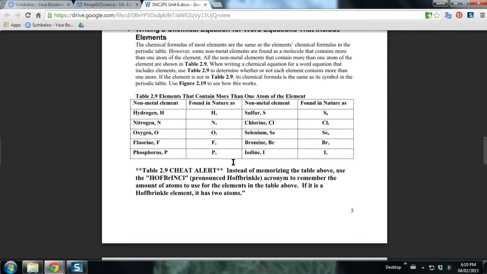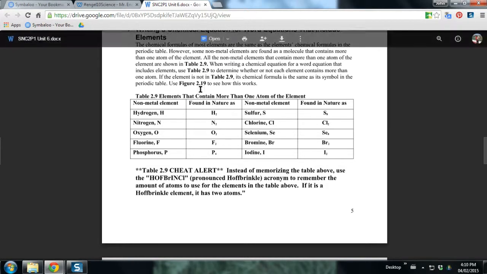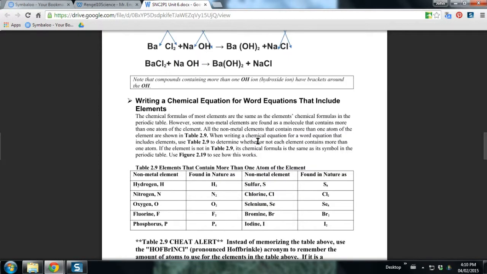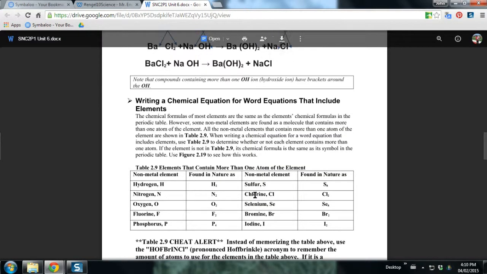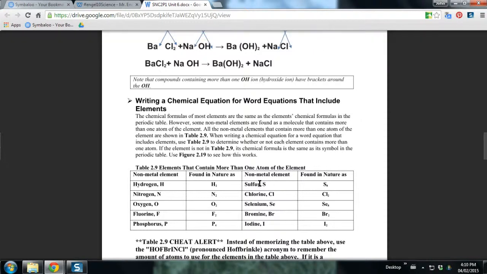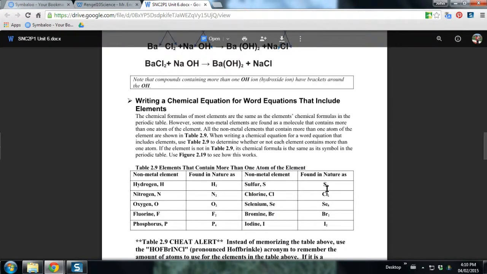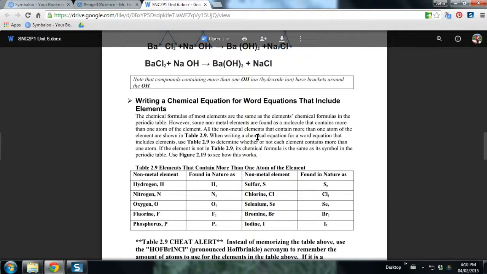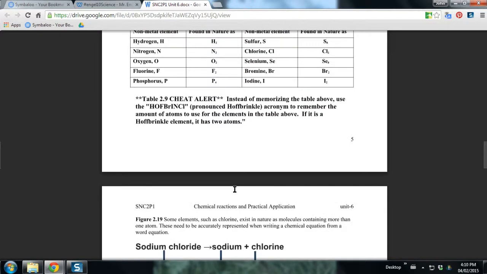If it's not in this table and you see this element in a chemical formula, then you go to the periodic table and use its symbol to figure out how many atoms are involved. I hope that makes sense. So if we're writing out a chemical equation and we see sulfur or sulfide as one of the elements, then we want to put a value of 8 in our chemical equation. We don't want to go to the periodic table to do that. Alrighty?